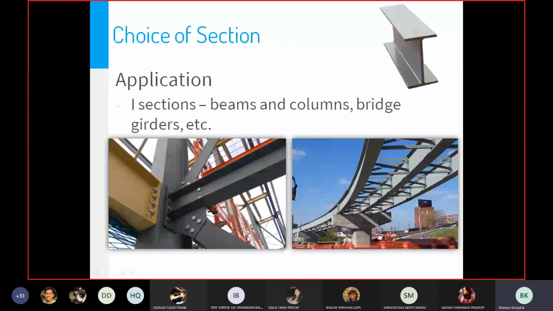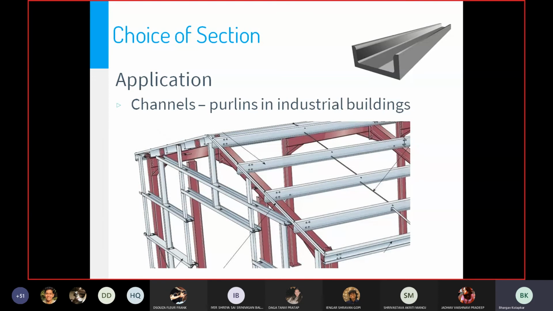Okay. So now, just to understand which type of sections are used in which type of structures. I section is used almost everywhere, particularly for beams and columns and bridge girders. Channels are very common in purlins.